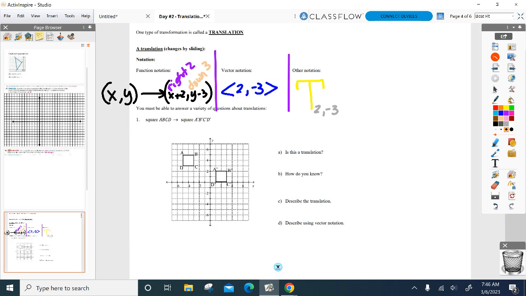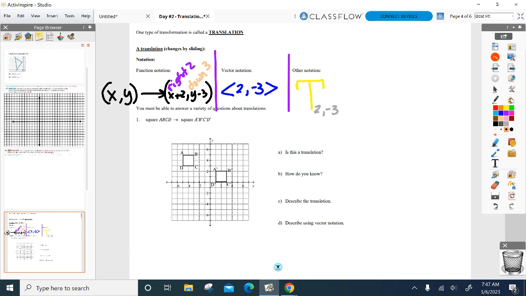All right, take a look. I did a square. I don't know if it's a square or not, but A, B, C, D, and then A prime, B prime, C prime, D prime. I want to know, is this a translation? How can you tell? Not 2 out of 3, not 2 out of 4, not 1 out of 4, not 3 out of 4. All 4 points get moved the same distance and direction.